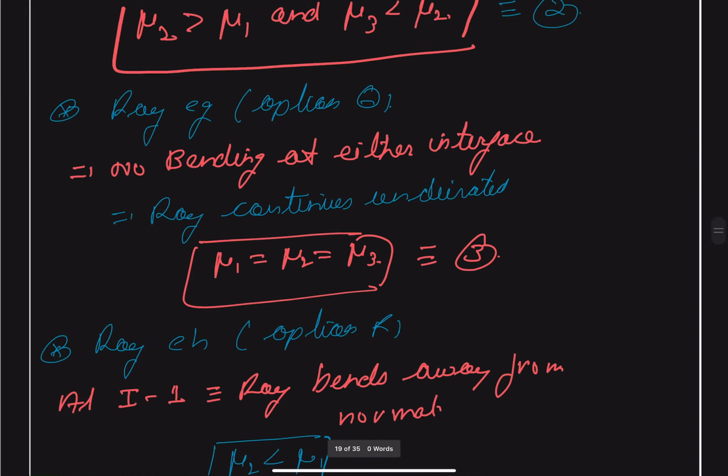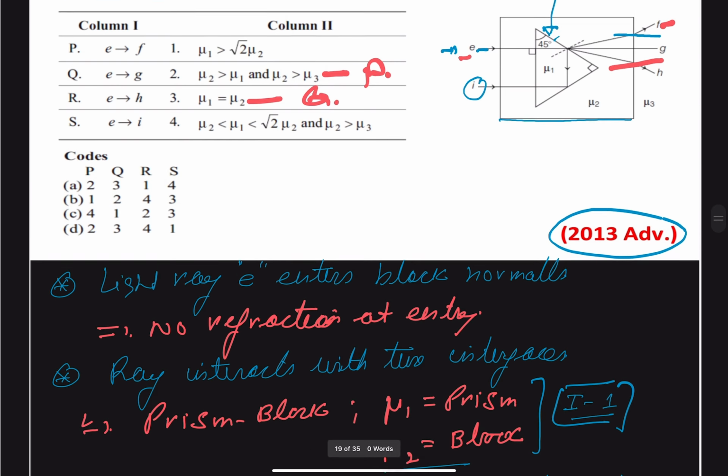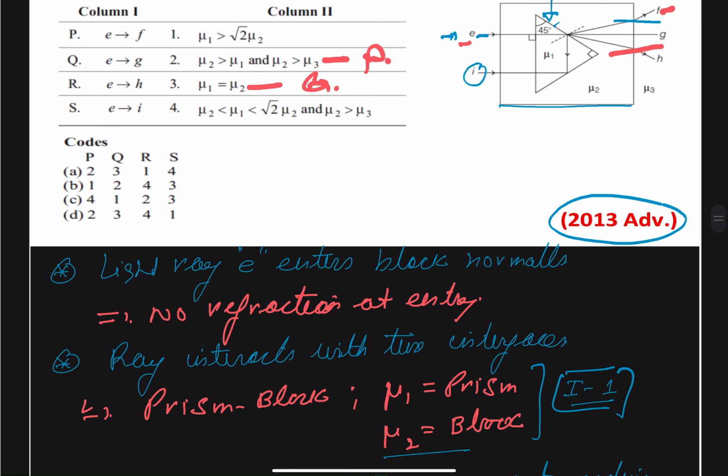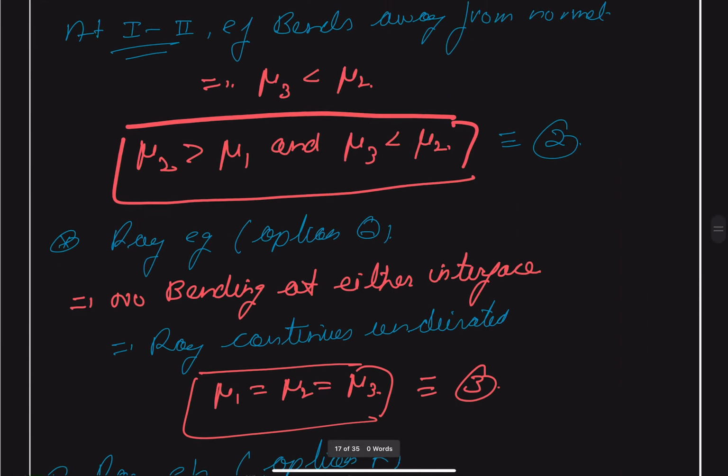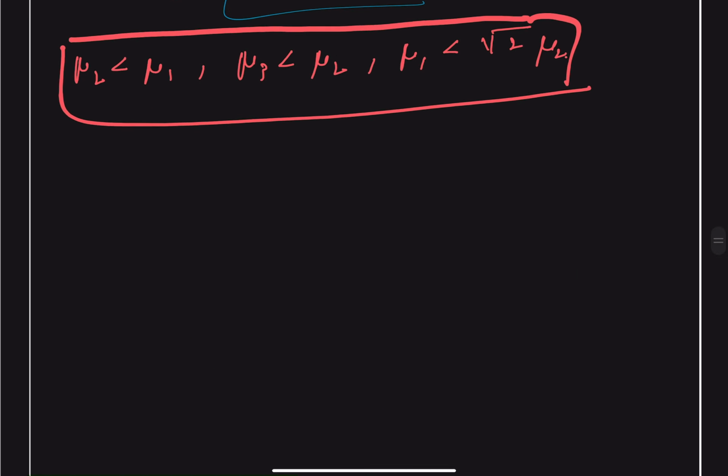So therefore we get option number 4 for Q, and this is R. So therefore option number D is the correct option. We need not find out for S. So we get option D is correct. Next question.